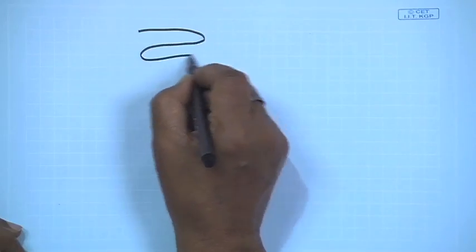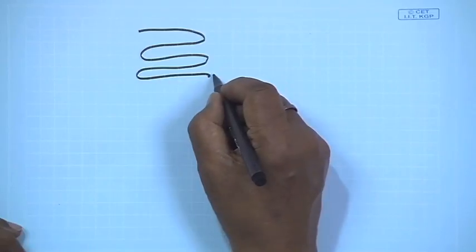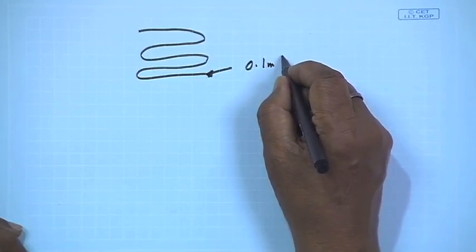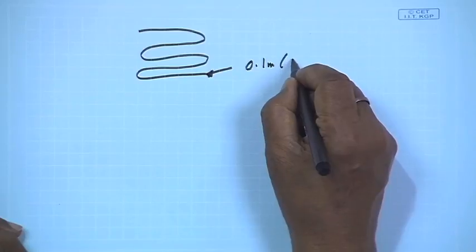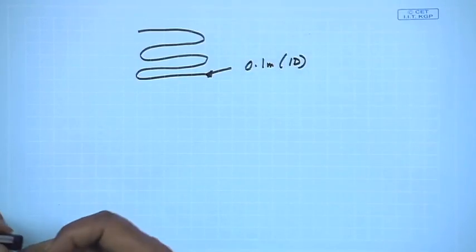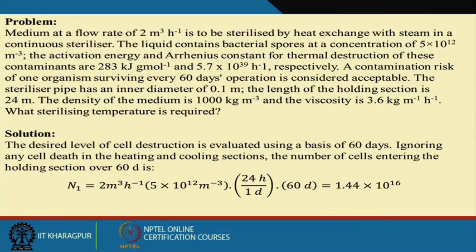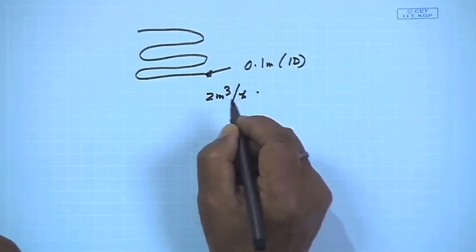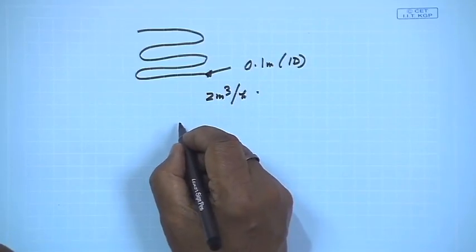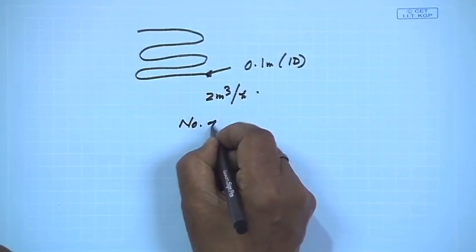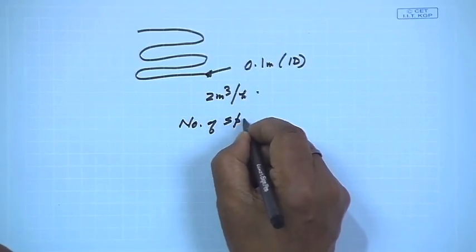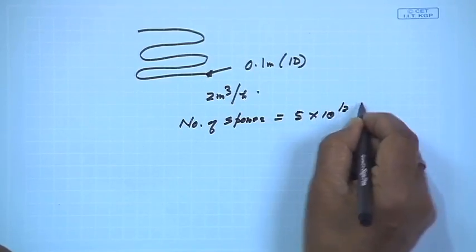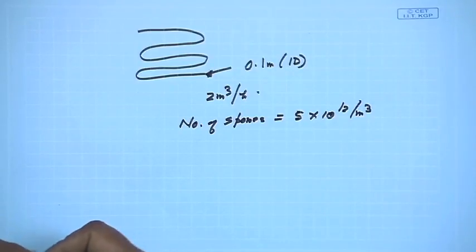So you can draw a sterilizer like this, where they have mentioned the inner diameter of the pipe. So ID is what we call inner diameter. Now the flow rate of the media is 2 m³/h, that is given, and the media contains bacterial spores at about 5 × 10^12 per cubic meter. Am I right? Now, the activation energy is given.